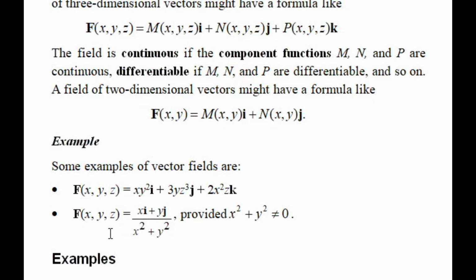Similarly, there is one more example: xi plus yj by x square plus y square. While defining this function, you note that even though our domain is a triple x, y, z, it produces a vector xi plus yj by x square plus y square. And here we have to take caution that the k component is absent, so that this produces a vector in the xy plane. Also, this function is well defined only when x square plus y square is different from 0.